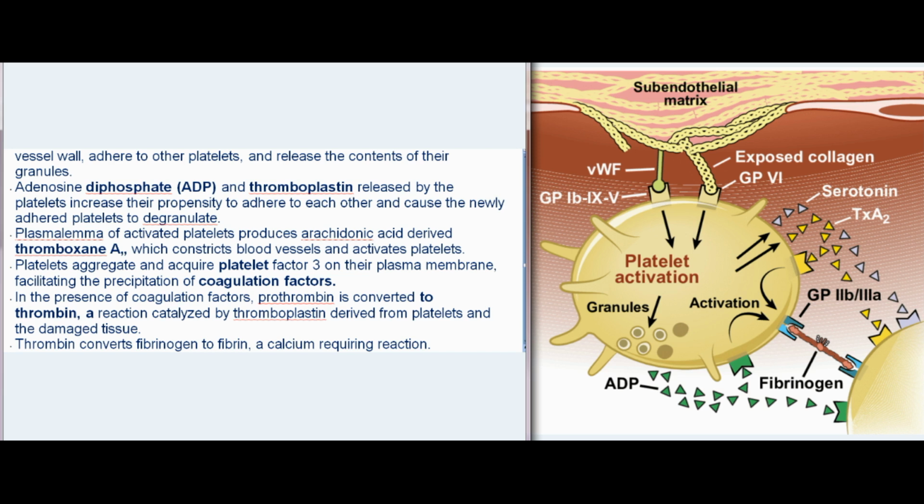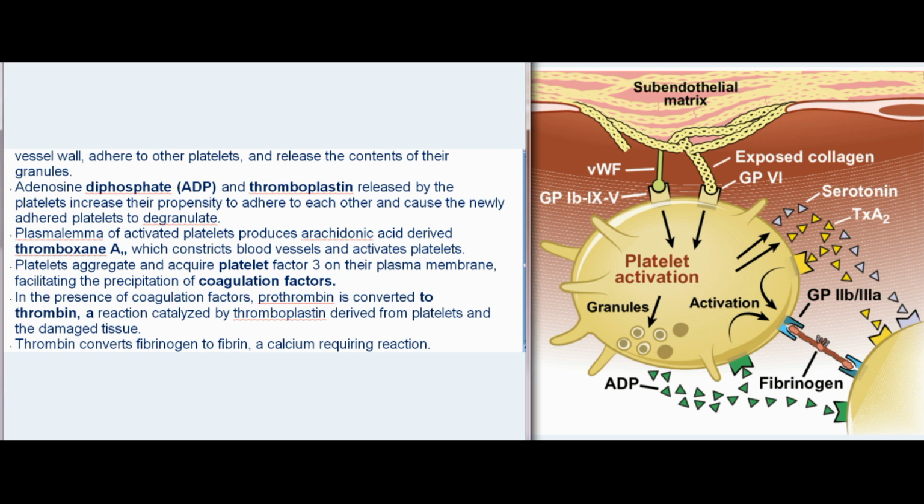Adenosine diphosphate, ADP, and thromboplastin released by the platelets increase their propensity to adhere to each other and cause the newly adhered platelets to degranulate. Plasmalemma of activated platelets produces arachidonic acid-derived thromboxane A2, which constricts blood vessels and activates platelets. Platelets aggregate and acquire platelet factor 3 on their plasma membrane, facilitating the precipitation of coagulation factors.